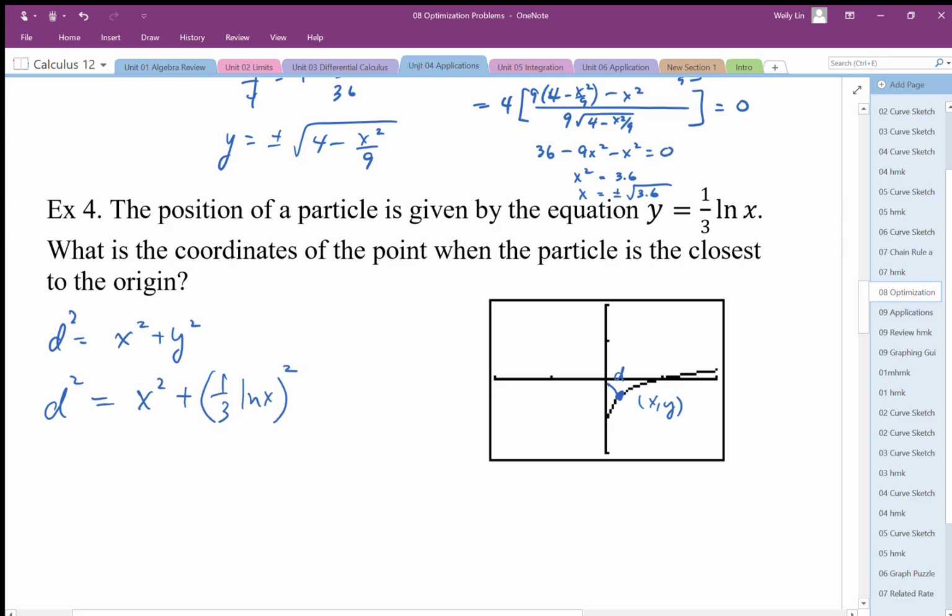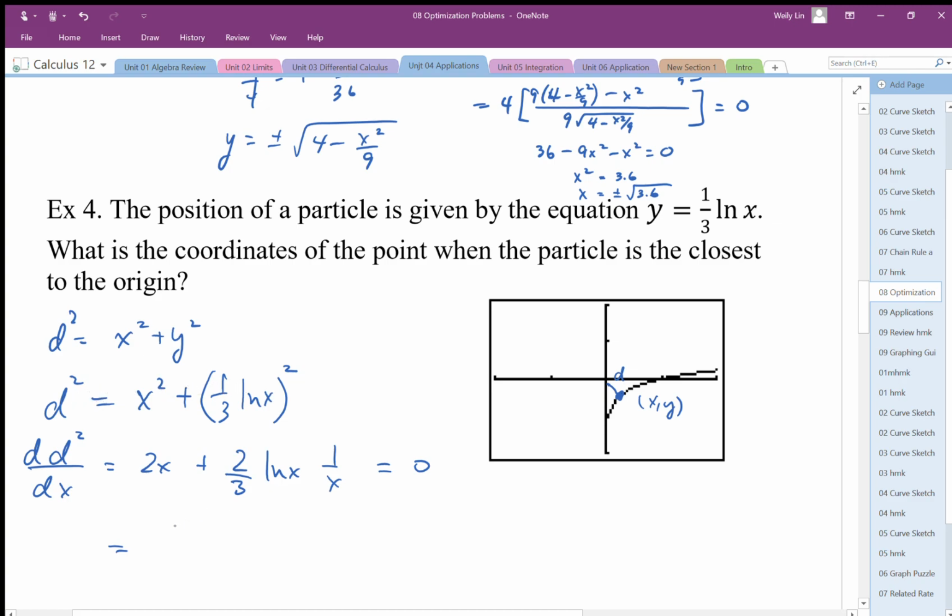Okay, so there it is. And I can just find where is the closest point by finding x, and I can find y. So the derivative of d squared with respect to x is equal to 2x plus 2/3 log x times 1 over x. So there's my derivative of d squared, and I want to minimize it, so I want to find out where the slope of the distance squared equation is equal to 0.